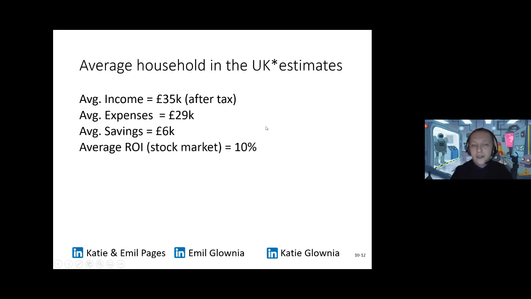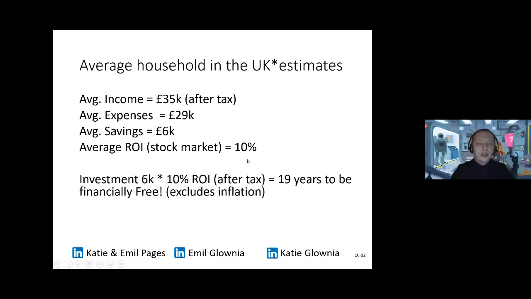Average return on investments on the stock market, so let's say pension, when someone invests your money, is 10%. Now I will assume 10% after tax, which can vary if you do your own investments and pay tax on that. But we have investment of 6k times 10%. Now that gives us 19 years to be financially free, excluding inflation.